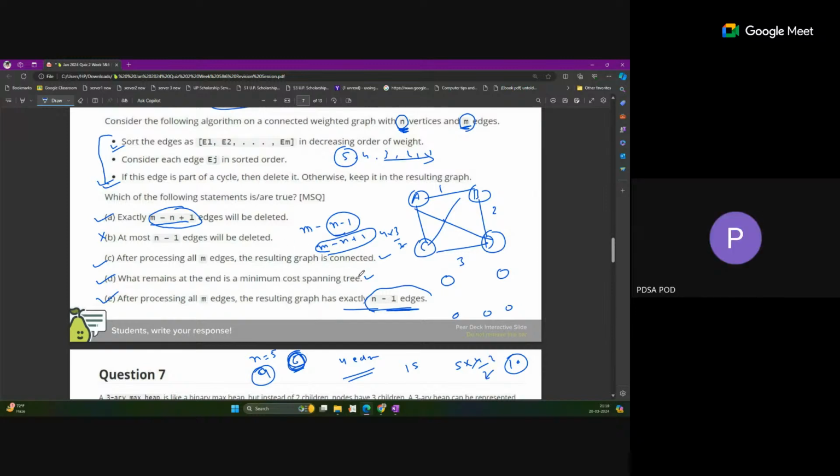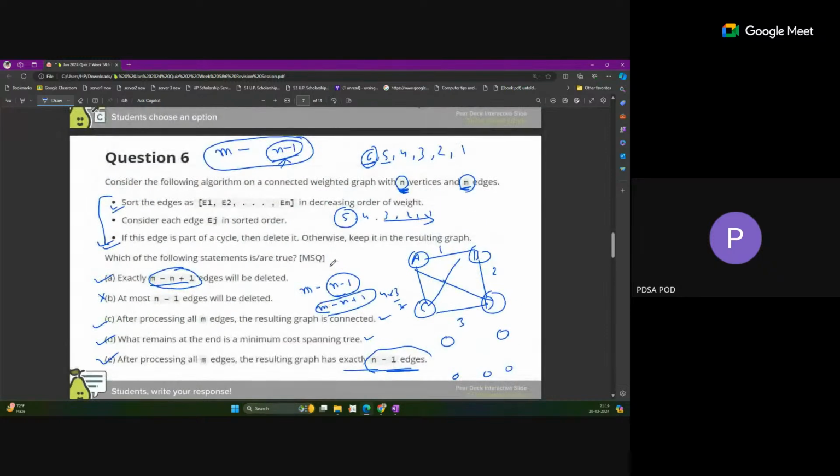Okay, so after deleting, that means the final spanning tree will always contain the number of edges equal to the number of vertices minus 1. So we are getting m minus (n minus 1), which we can write as m minus n plus 1.